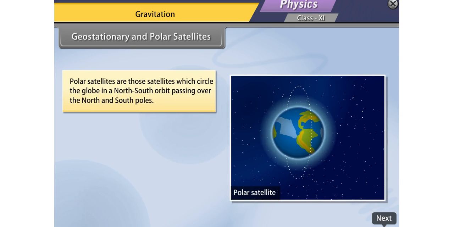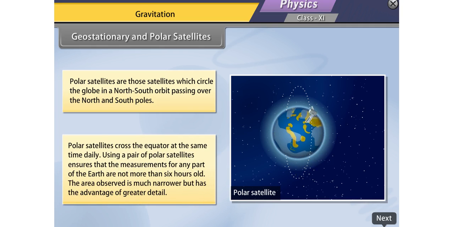Polar satellites are those satellites which circle the globe in a north-south orbit, passing over the north and south poles. Polar satellites cross the equator at the same time daily. Using a pair of polar satellites ensures that the measurements for any part of the Earth are not more than 6 hours old. The area observed is much narrower but has the advantage of greater detail.